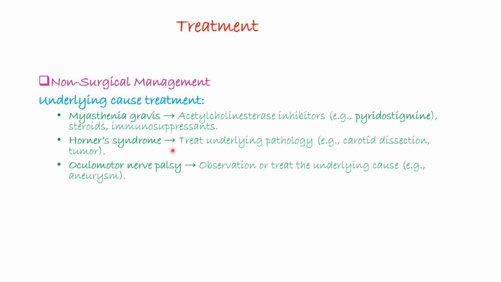Horner's syndrome, you treat the underlying disease. This is when you have disruption in the sympathetic system. This could be due to a tumor, that is the Pancoast tumor, so the patient will come in with coughing, or it could be carotid dissection, which is an emergency.